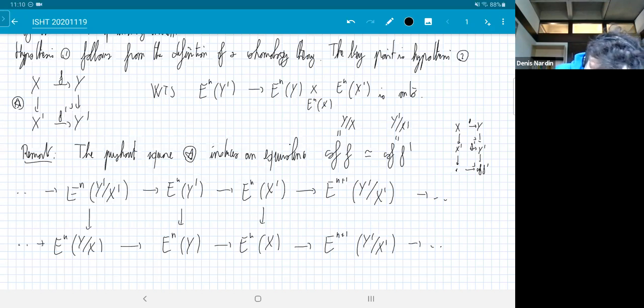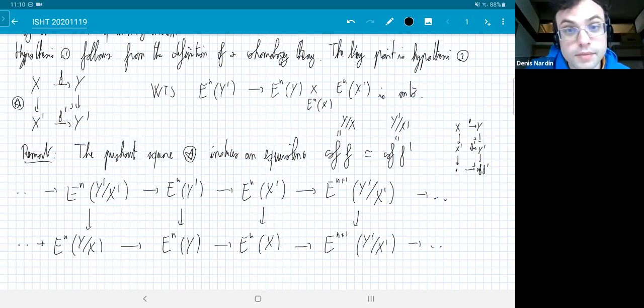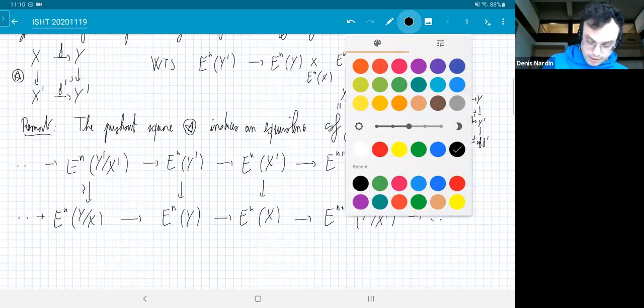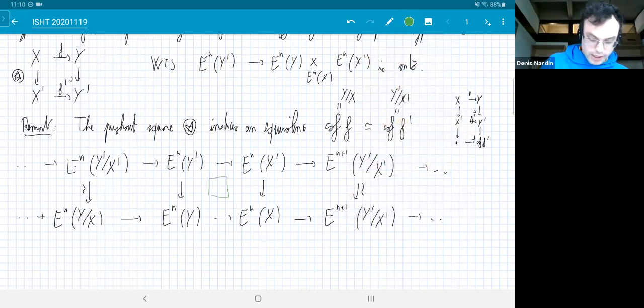And we have a map of long exact sequences. And the point is that these vertical maps here are isomorphisms. So in fact, you can get the surjectivity statement you're looking for from the snake lemma. But let me do it by hand, just to show you that this is not very magic. In this square here, we want the map from the bottom left corner to the pullback to be surjective.